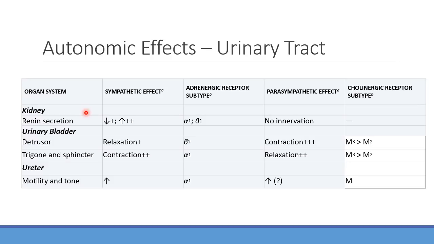So again, just know that with alpha-1 stimulation, you may see a little bit of decrease in renin release, but the beta-1 effects here are going to outweigh that. So typically, you're going to find that the sympathetic activation will try to increase renin release, which is again going to help stimulate the sympathetic nervous system even further and develop things like hypertension and whatnot.